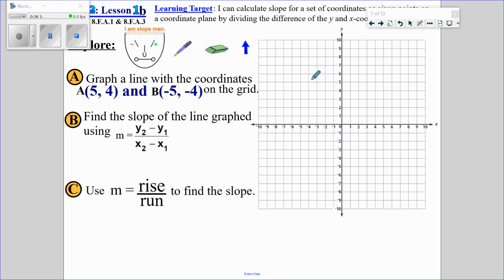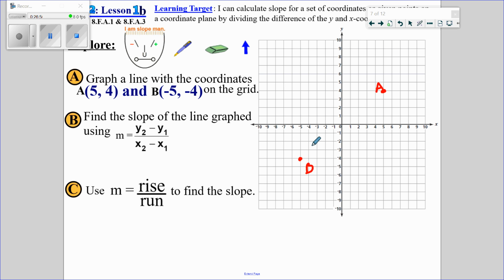Okay, now we have graph a line with the coordinates A is 5, 4, and B is negative 5, negative 4 on the grid. So we're going to plot A. This is my x, this is my y. So I go 5 on x, and then I go 4 on y, and I place my coordinate point there, and that is A. Now we go to B, negative 5 on the x, so it's negative 5, and then it's down 4 to negative 4. And this is B.